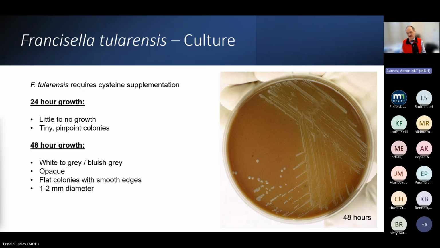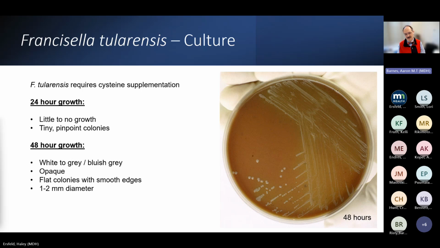So they look very boring on the plate again. This is a theme, that just because something is a dangerous organism doesn't tell you what the plate looks like. It does require cysteine, so these are going to be grown on chocolate plates almost always. They grow pretty slowly. It's pretty rare to get a nice sort of robust appearance of FT within 24 hours. It can happen, but usually it's more anemic than that. Usually it takes more like 48 hours to come up nicely, particularly if the patient's been on antibiotics. But again, it doesn't look very exciting.